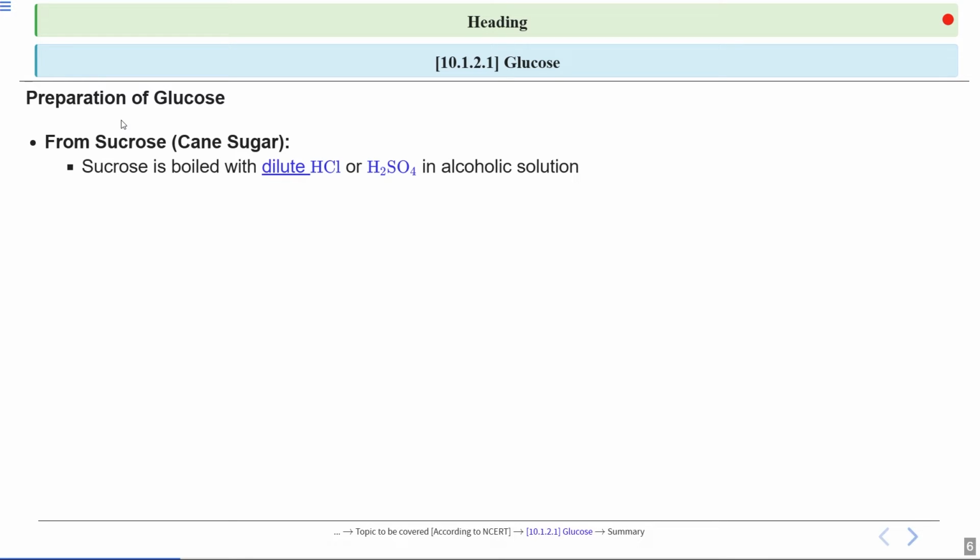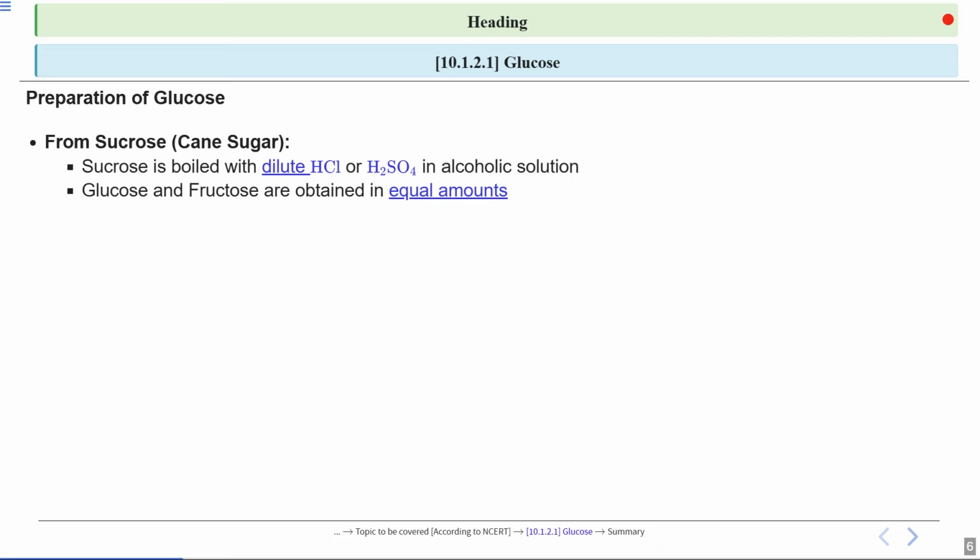So to convert sucrose into glucose, we boil the sucrose with dilute hydrochloric acid or dilute sulfuric acid in an alcoholic solution. So the acid over here, which is dilute HCl or sulfuric acid, acts as a catalyst, speeding up the reaction without getting consumed. So this process is called hydrolysis. Okay, meaning you are splitting a molecule using water.